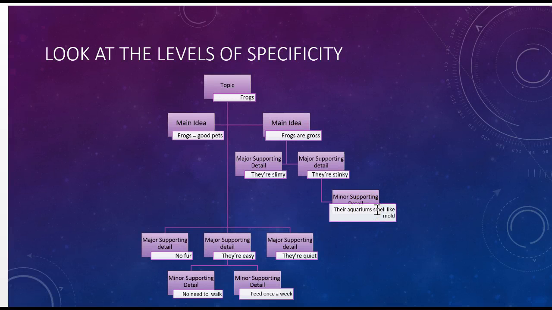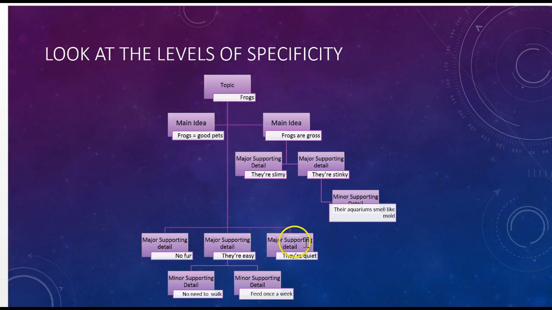I'm making this up, but you get the idea where it goes from topic, which is frogs in general. The main idea is that I want to convince you that frogs are gross. I have two major points. They're slimy and they're stinky. And then the minor detail says something specific about them being stinky. The same would happen for a piece that I was writing with the main idea that frogs are good pets. It's still about frogs, but it's a different main idea.